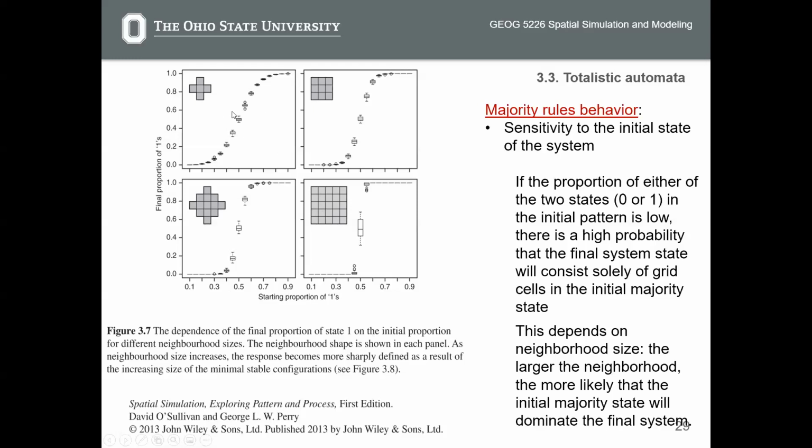Okay, so that's the reason why we're saying that the majority rules, the majority total CA, they are sensitive to the initial state. The majority will become even more majority. Minority could survive if the neighborhood is not too big. If the neighborhood is defined as a huge area, then you are pretty sure that the minority will die. Okay.